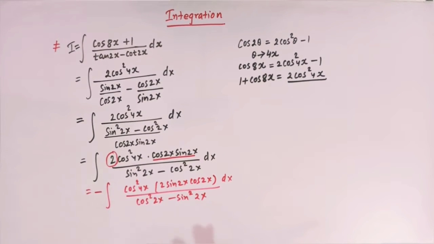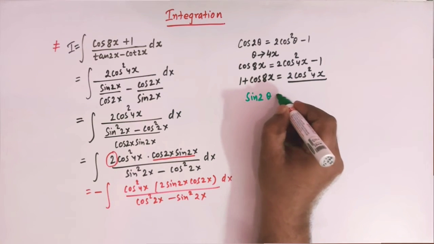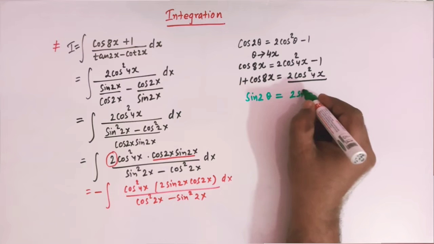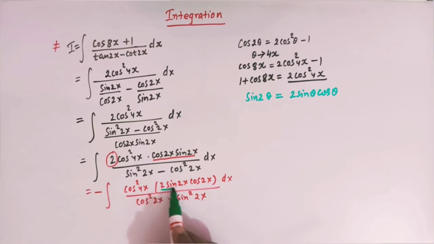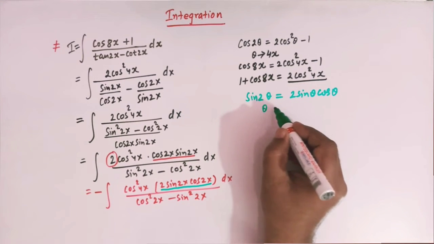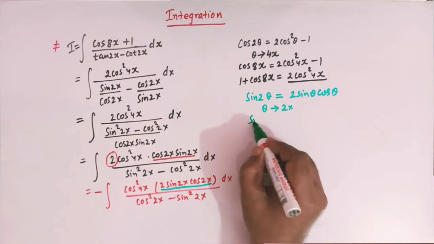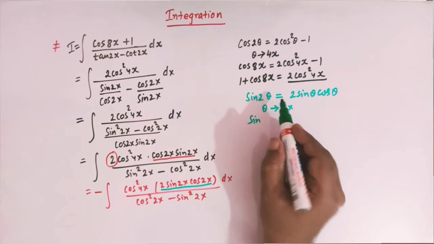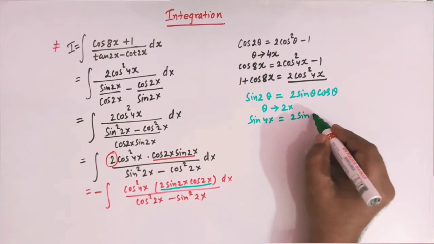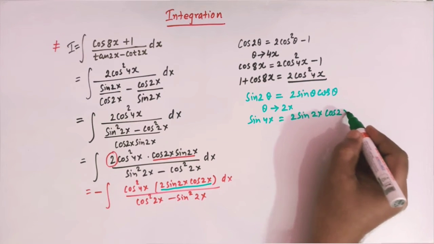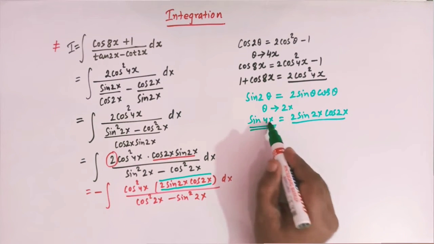Now from trigonometry we again have an important identity, that is sin 2θ is equal to 2 sin θ cos θ. If we replace θ by 2x, then we have sin of 2 times 2x, so this is sin 4x, and here we have 2 sin 2x cos 2x. So now we can replace this term by sin 4x.